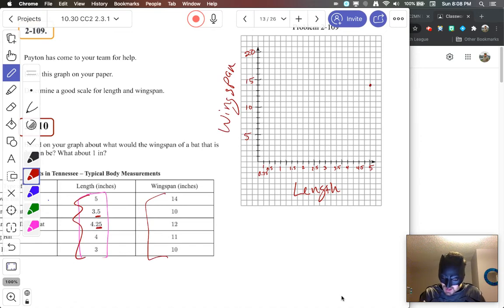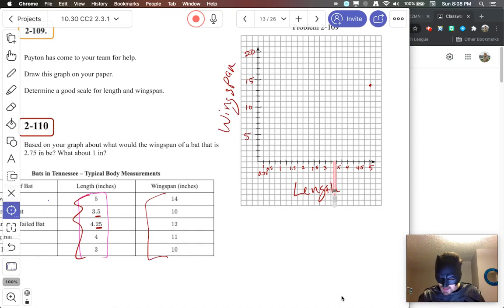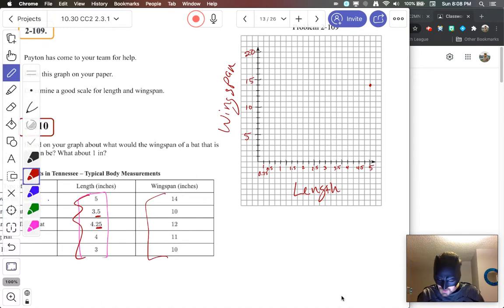The next one is 3.5. We go over to 3.5, and we go up to 10. So it's that spot right there. The next one is 4.25, which is going to be the first jump after 4, and we go up to 12. Next one is 4, 11. The last one is 3, 10.